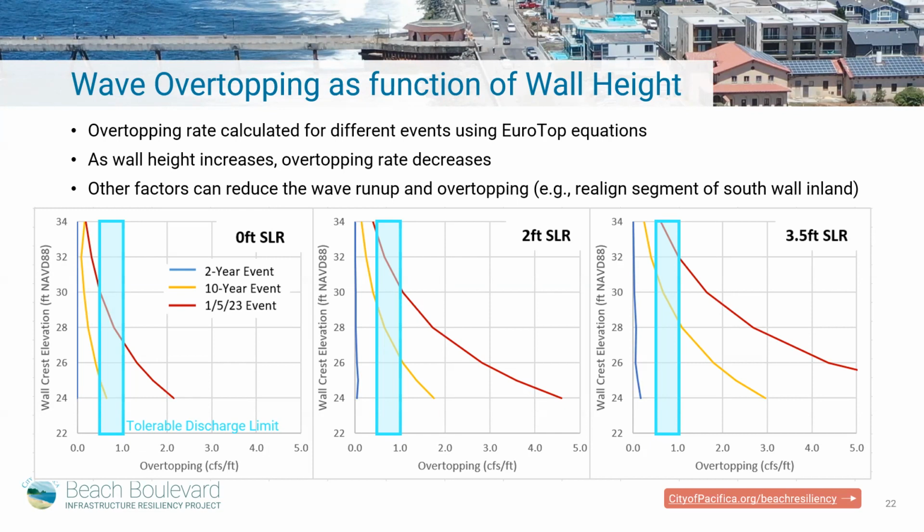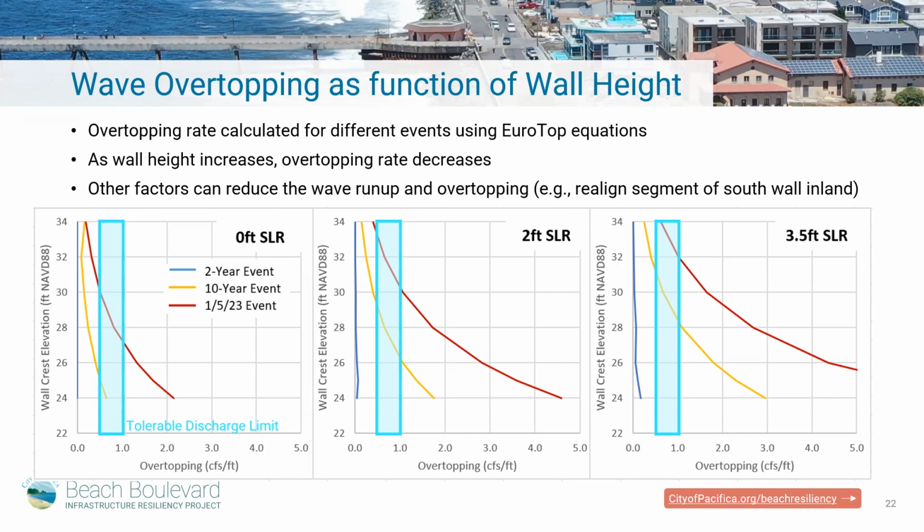So the volume of water per time that's being brought over the wall by waves. And as you increase, this blue box on each of the graphs shows what Aaron pointed out as the tolerable discharge limit, which is between 0.5 and 1 CFS per foot. And this is an average rate.